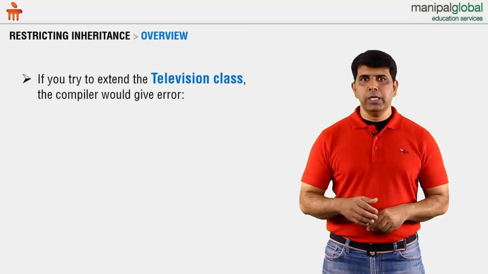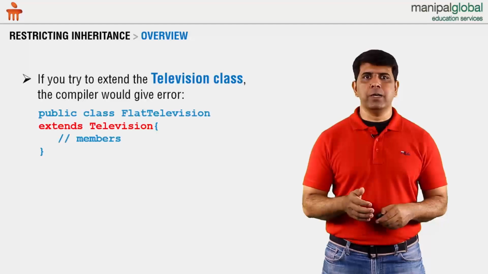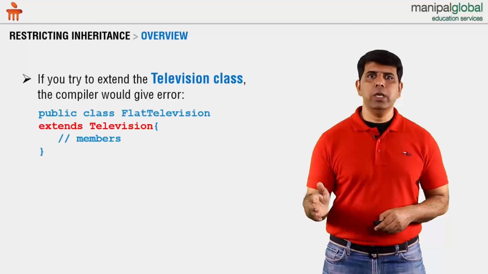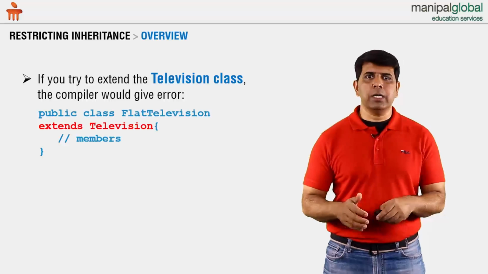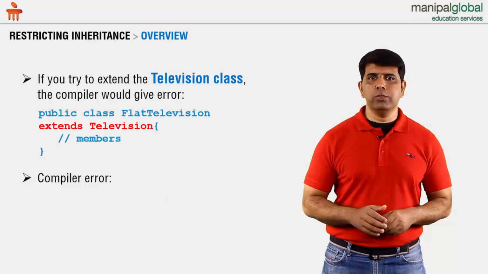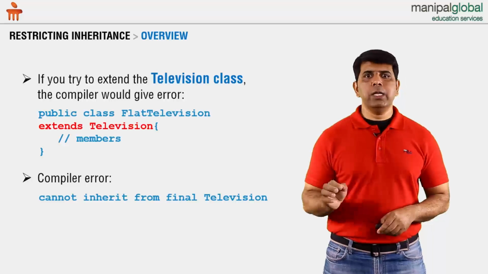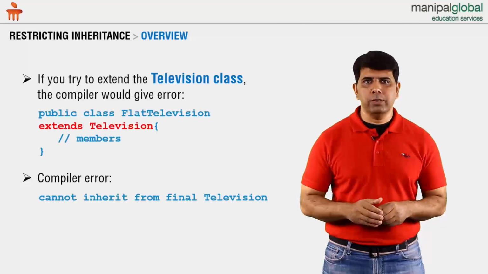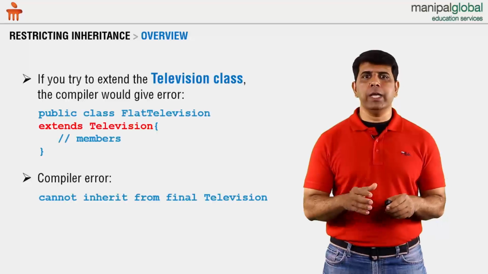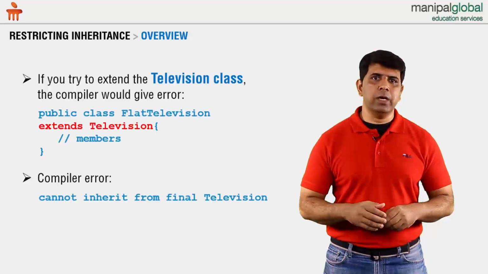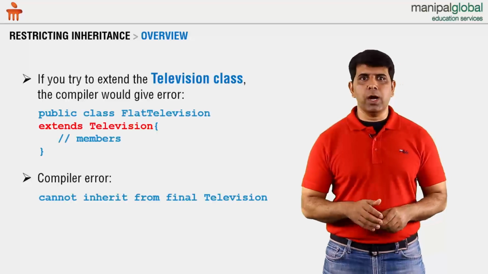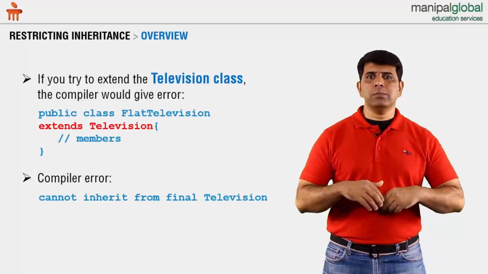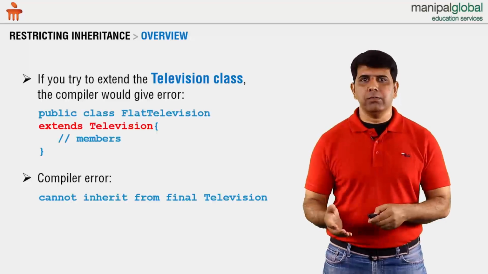For example, if you try to do that, like for example, we say FlatTelevision extends Television, this is a compilation error. The compiler knows this rule and stops you from doing that. It says cannot inherit from final Television. So the only way of creating an object is that you say new Television. You can also do one more thing if you really want. You can say something like has-a.